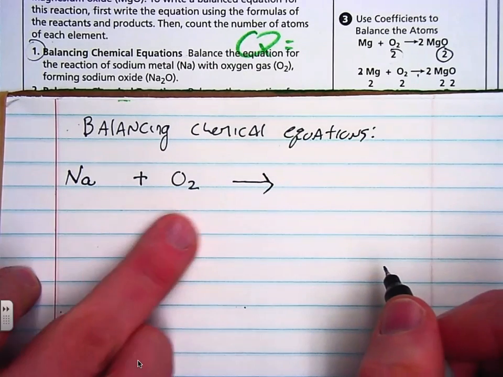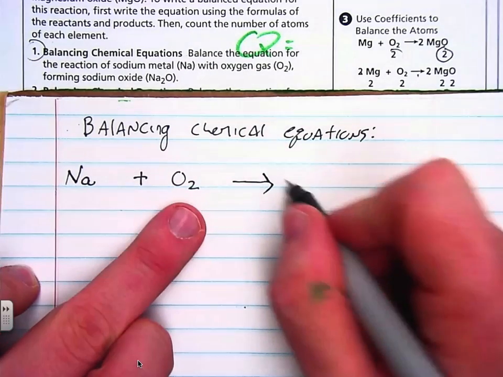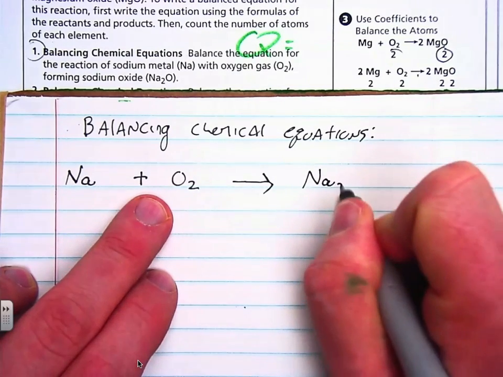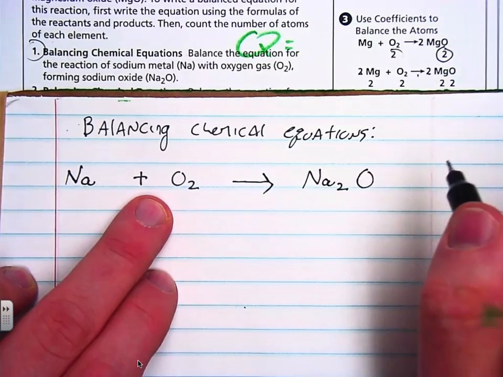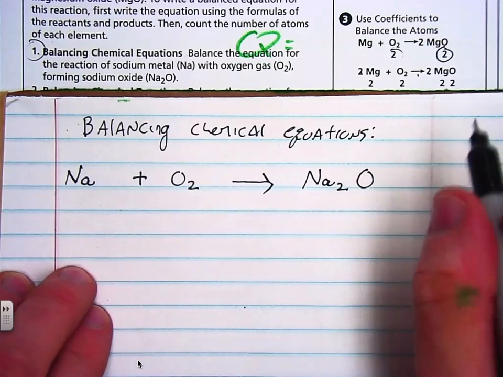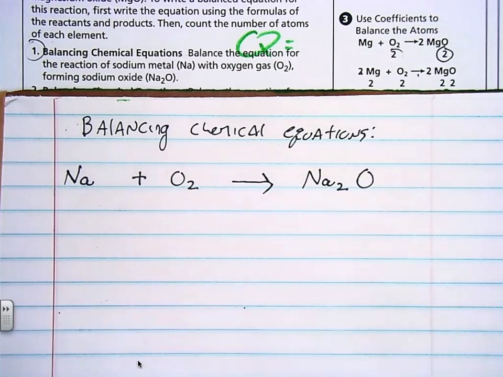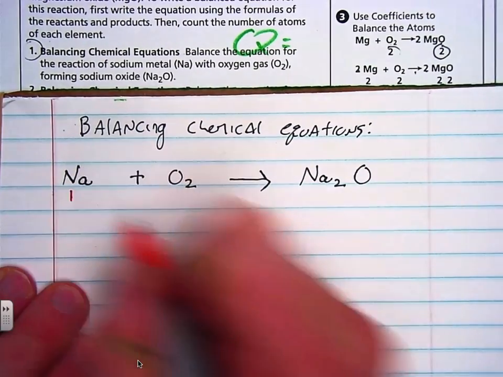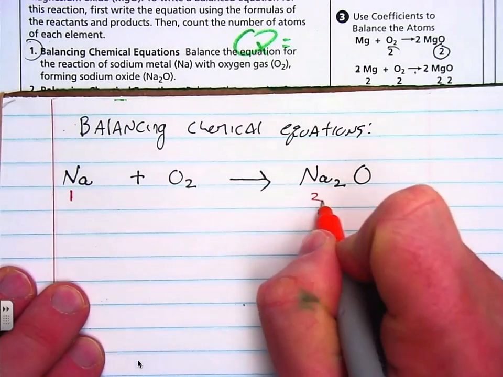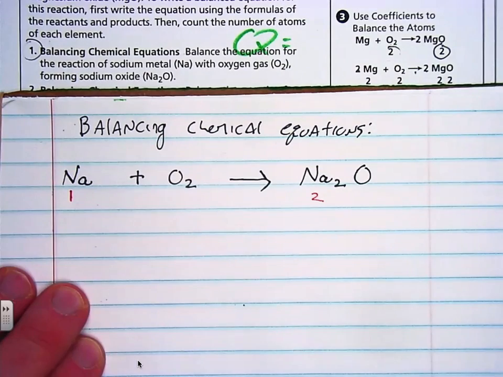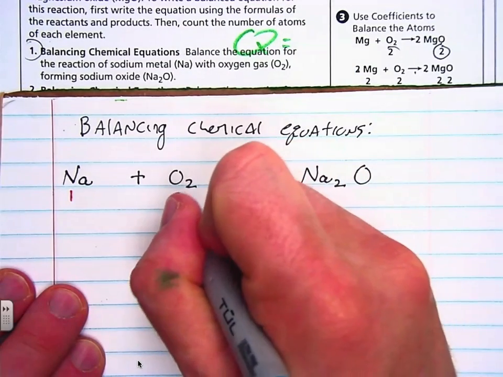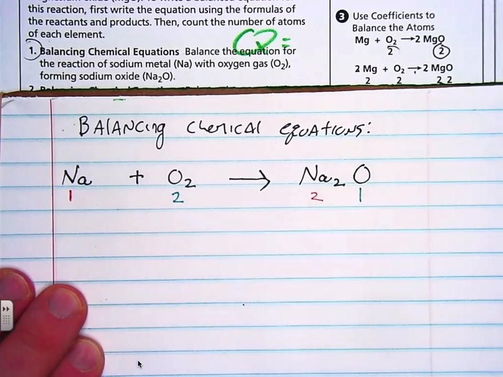Na, sodium, plus O2 yields, that's the arrow sign, sodium oxide. Now, we're going to count the atoms. I'm going to count the atoms in a different color so it's easier to see. We've got 1 sodium here and 2 sodiums here. Looks like we've got 2 oxygens here and 1 oxygen here.